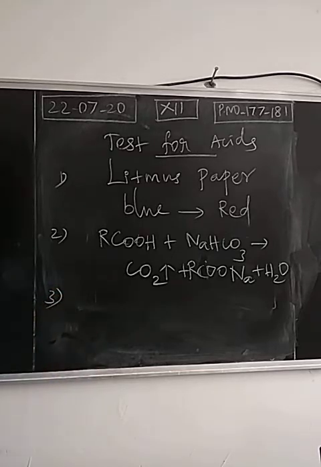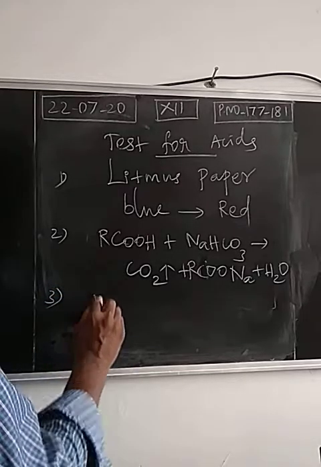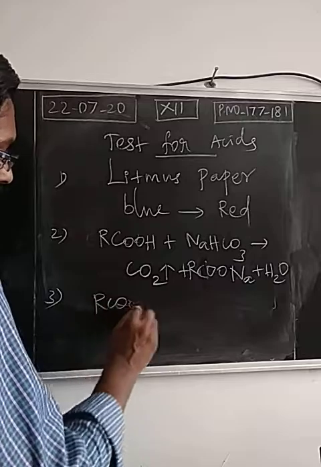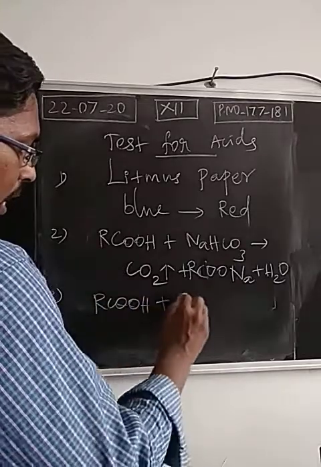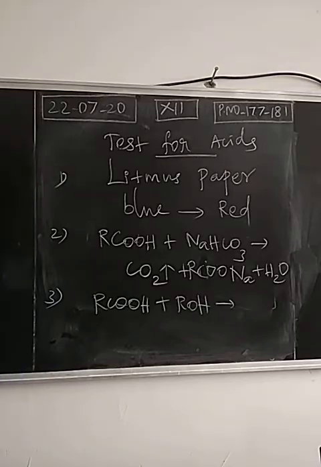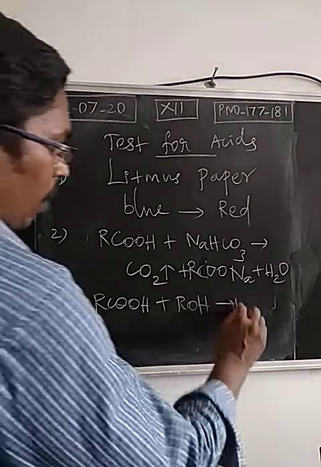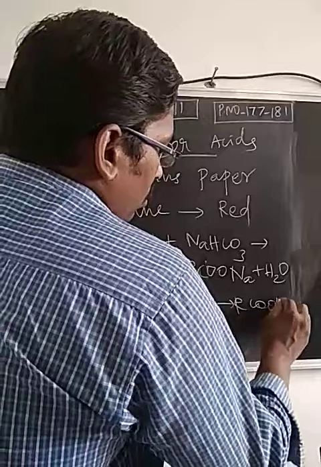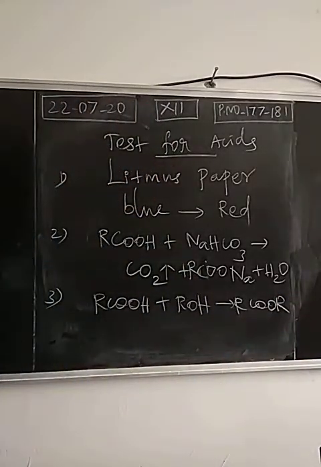Third test, addition of acid with alcohol. When acid is added to alcohol, we get a product with a fruity smell. So a fruity smelling compound is obtained, which is nothing but an ester. So the reaction is an esterification reaction, which we have already completed. So these three are the tests for carboxylic acids.